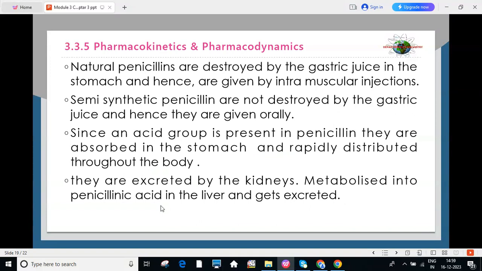Coming to pharmacokinetics and pharmacodynamics. Pharmacokinetics: natural penicillins are destroyed by the gastric juice in the stomach and hence are given by intramuscular injection. Semi-synthetic penicillins are not destroyed by the gastric juice and hence are given orally. Since an acid group is present in penicillin, they are absorbed in the stomach and rapidly distributed throughout the body. They are excreted by the kidneys, and metabolized into penicillinic acid in the liver and excreted.